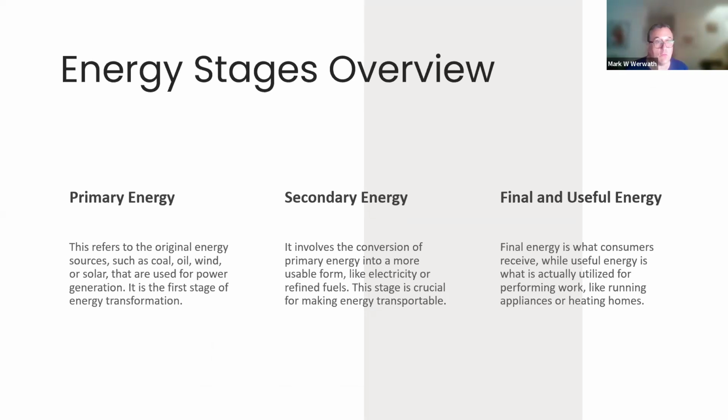Primary is the original energy source: coal, oil, wind, solar, that are used for power generation. It's the first stage of energy transformation. So think of it as energy at its source, right? Secondary energy is the conversion of primary energy into a more usable form, like electricity, or gasoline, or diesel fuel, or jet fuel, right?